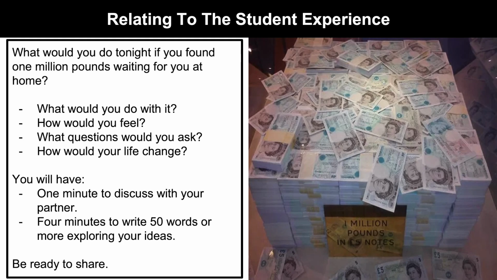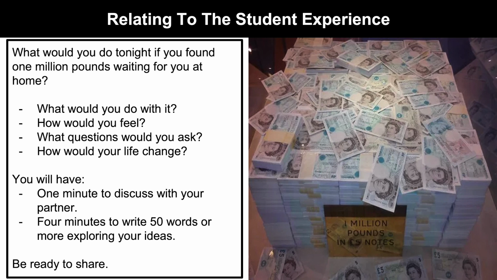Some concepts are more challenging to directly relate to our students, but one great method could be a hypothetical question. For example, when teaching Great Expectations, I considered the key moments in the text where Pip receives a huge amount of money. And I wondered for my students, what would they do tonight if they found £1 million waiting for them at home? It's a big question. It's an exciting question. It's something that's unlikely to happen to them, and therefore it builds their curiosity and imagination.